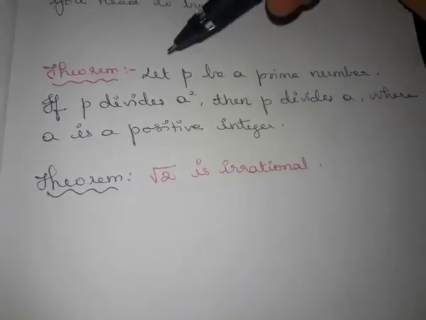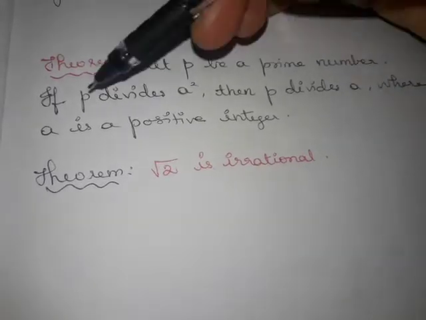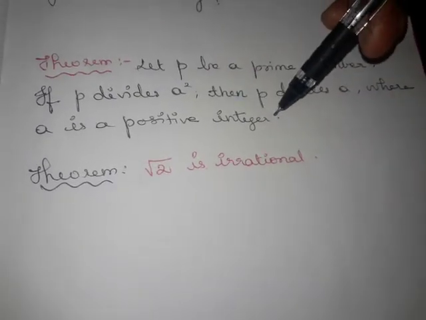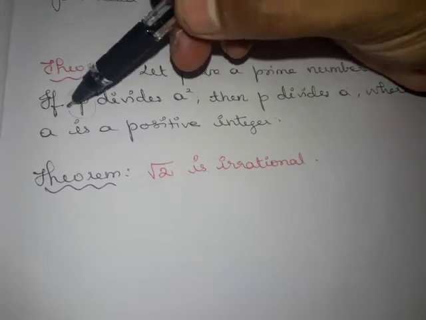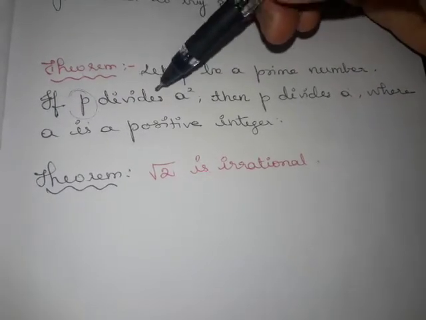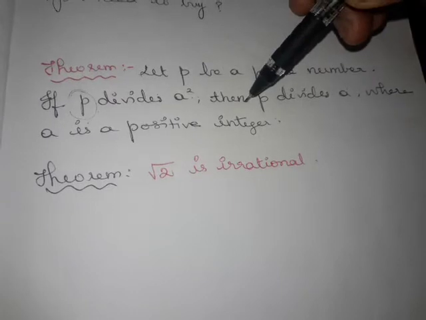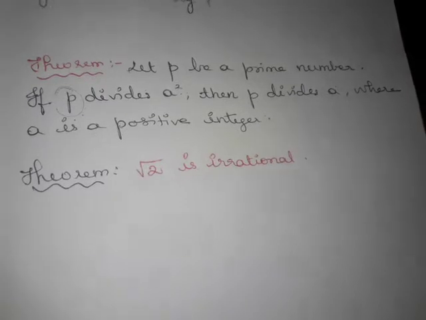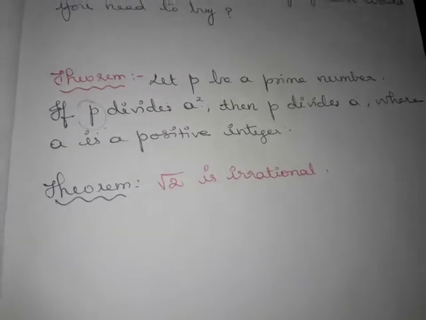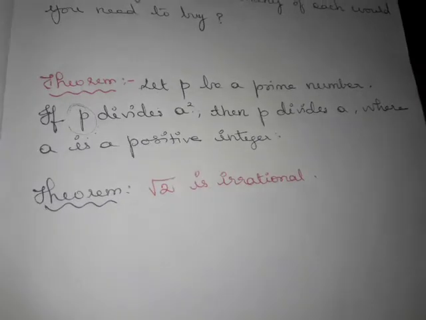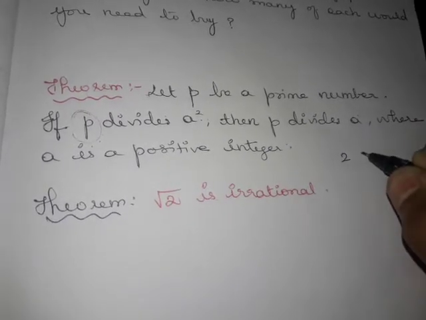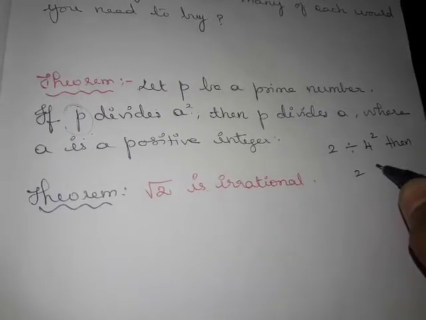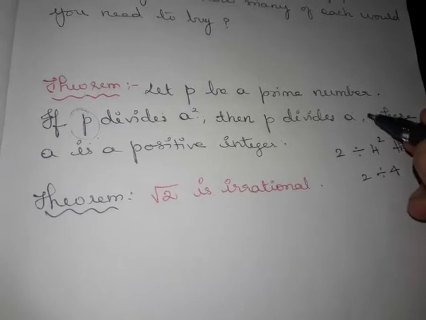What is this theorem? Let P be a prime number. If P divides A square, then P divides A, where A is a positive integer. So if P is a prime number and P divides A square, then P will divide A also, right? For example, take 2, which is a prime number. If 2 divides 4 square, then 2 will also divide 4. This is the meaning of this theorem.